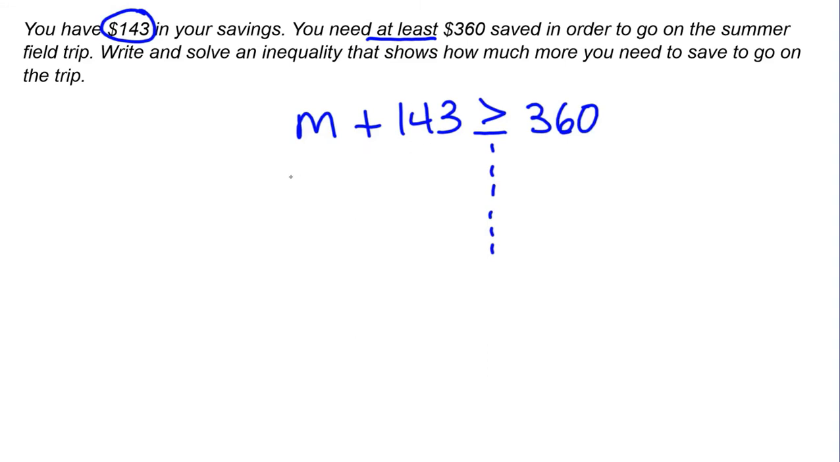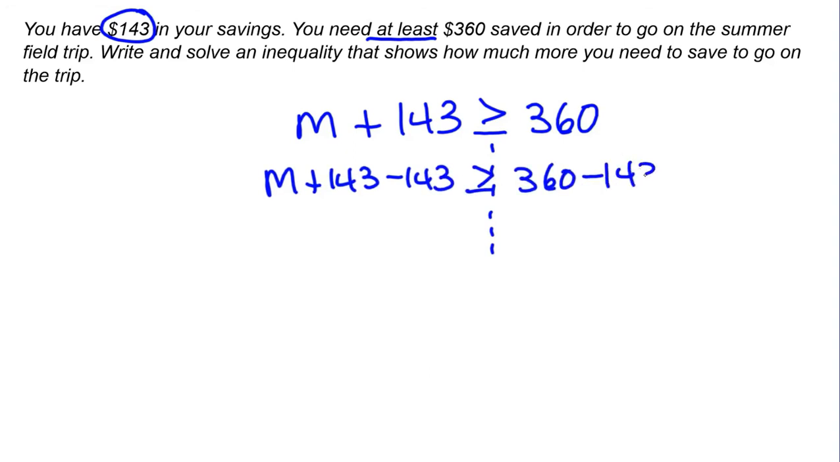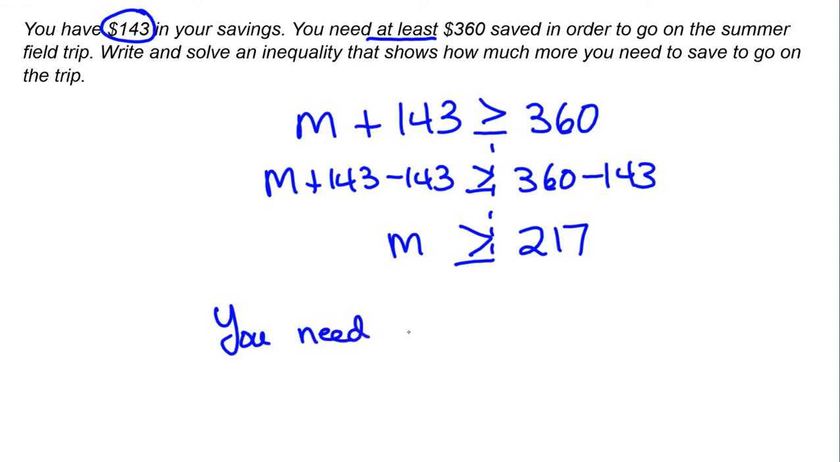I'm going to undo this addition here. So M plus 143 minus 143 is going to be greater than or equal to 360 minus 143. And I have M, the amount of money I need to save, has to be greater than or equal to 217. So that means you need to save at least $217. So if I save $217 or more, I will be able to afford to go on the summer field trip. And that is solving one-step addition and subtraction inequalities. Again, very similar to solving our equations.